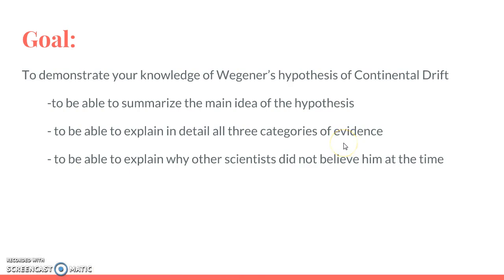So the goal of the project, or I shouldn't even call it a project, I guess more of an assignment, is to demonstrate your knowledge of Wegener's hypothesis of continental drift. Now you're going to do that with 3 things in mind. You should be able to summarize the main idea of what continental drift is all about. You need to be able to explain in detail all 3 categories of evidence that he used to support his hypothesis, and be able to explain why other scientists at the time did not believe him.